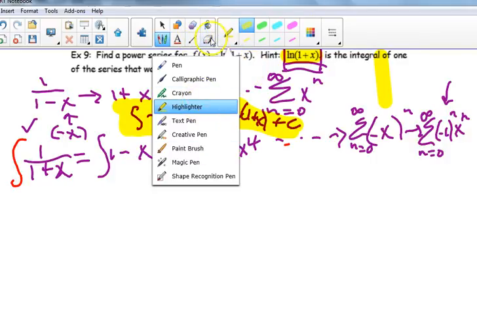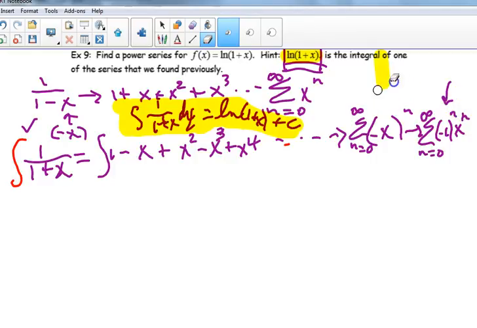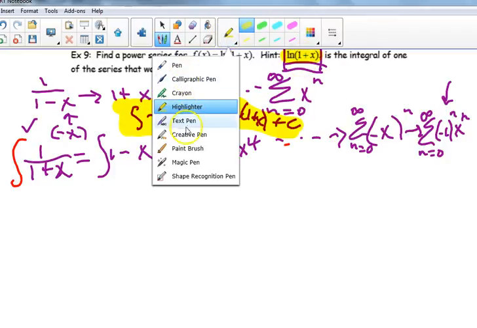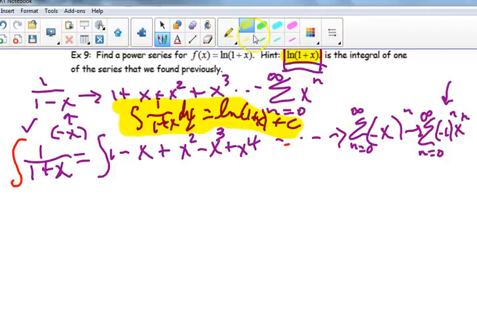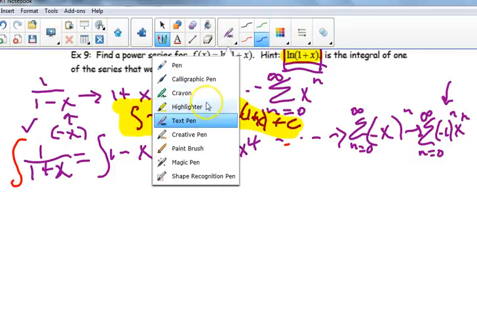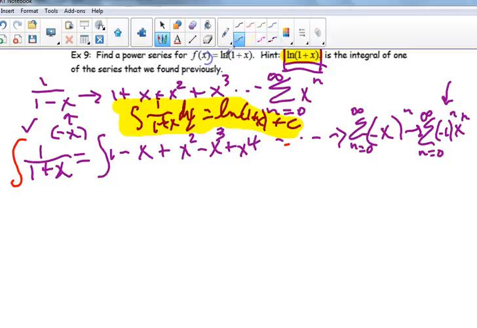I don't really want a highlighter because I just want to show you this. So here we go, and I'll do it in a different color this time, just for fun. I don't want a text pen because what that will do is put everything in text form, which I'm not too interested in. And I'm still in text pen. I just want a pen. Okay, so let's pick green.